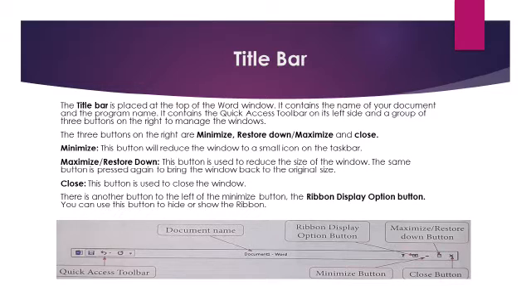As already mentioned, minimize will reduce the window to a small icon on the taskbar. Maximize or restore down button is used to reduce the size of the window. The same button is pressed again to bring the window back to the original size. There is another button to the left of the minimize button, the ribbon display option button. You can use this button to hide or show the ribbon.